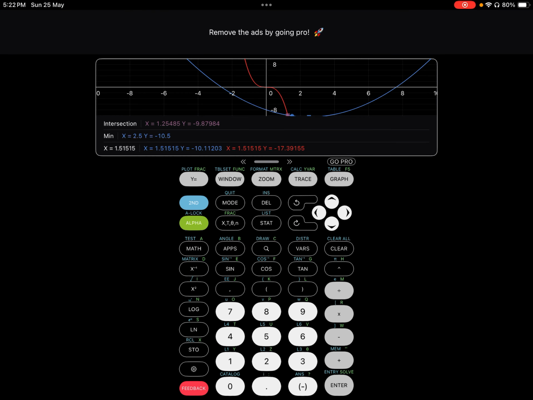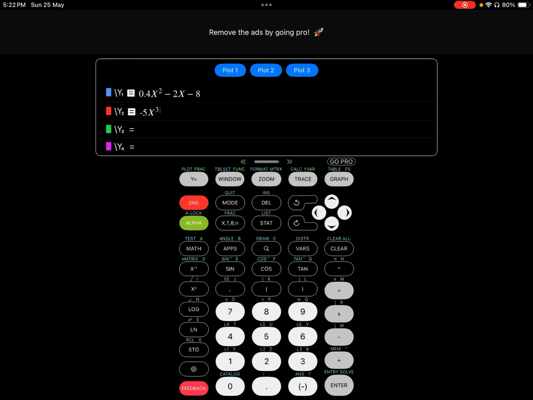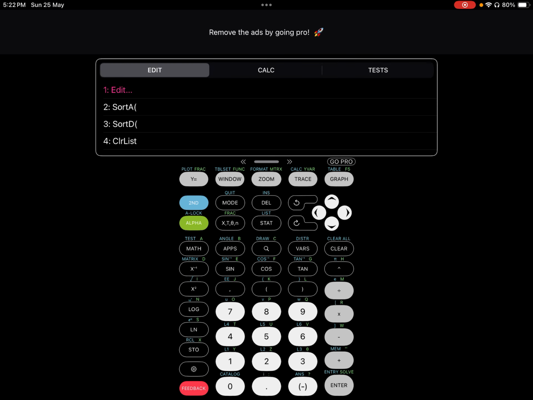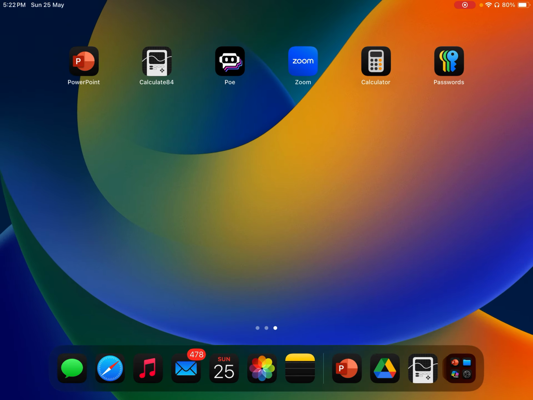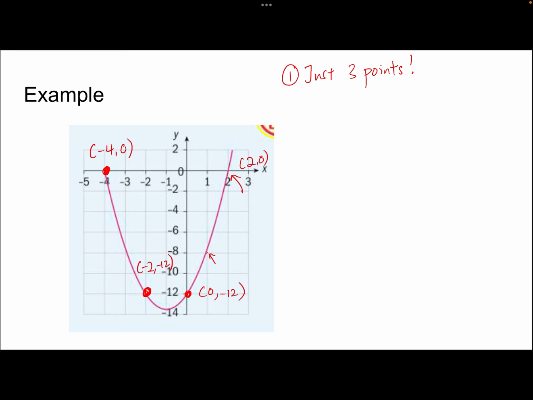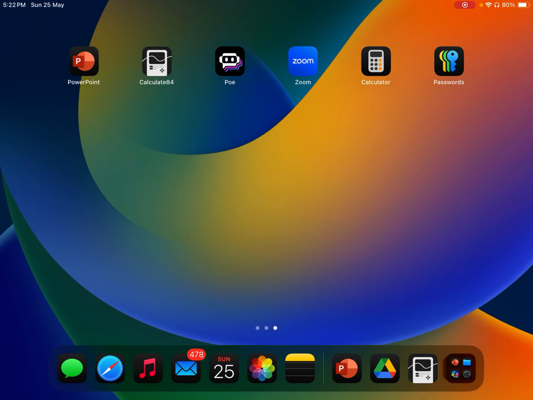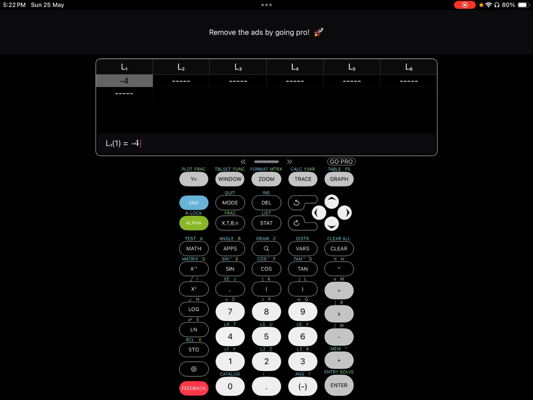Let me just quit this first. Now, what I want you to do is go to stat, go to edit. We're going to put in those numbers that we have here. I'll put in all the x coordinates first. So it's 0, -4, -2, and 0. I'll just pick the first 3: -4, -2, and 0, in L1.